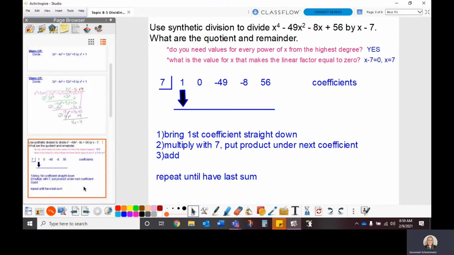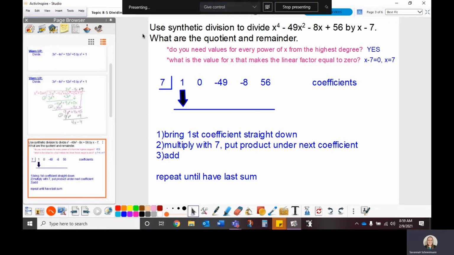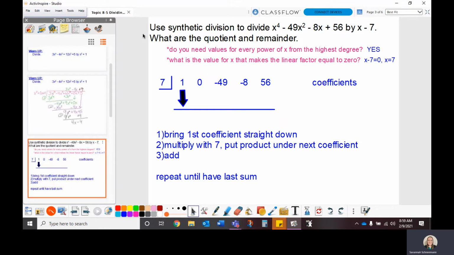So synthetic division is just a nice shortcut compared to long division. So we're going to look at the example of x to the fourth minus 49x squared minus 8x plus 56. We're dividing that by x minus 7. All right. So this is the same rule from yesterday. You can't have any gaps.